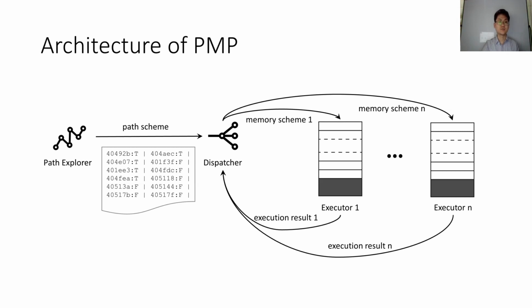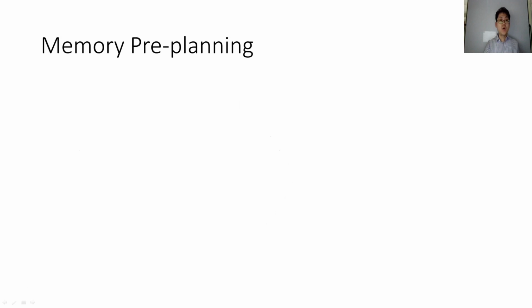The reason of having multiple memory schemas is to reduce the likelihood of coincidental address collisions. We go into details about the memory pre-planning.